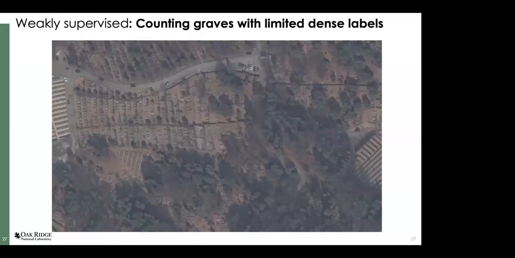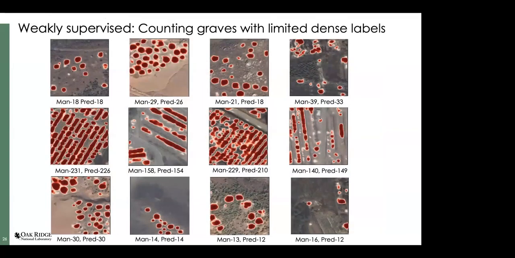The other thing I wanted to point out is that the numbers you're seeing here are a human counting the number of graves versus the machine giving you a prediction, right? And they're dangerously close to each other, right? So we are getting it to a state where it's very, very close, which is very encouraging.